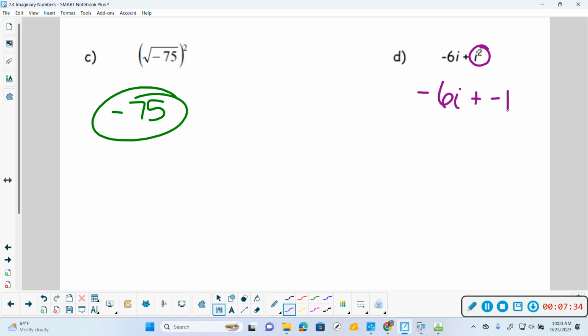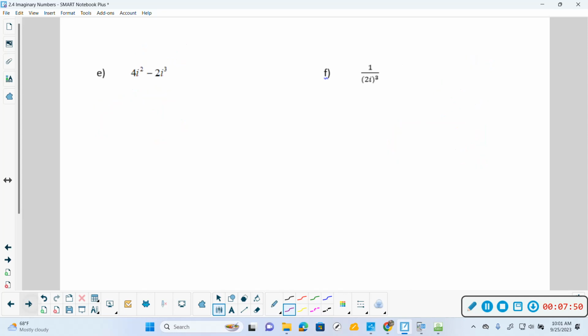Now, I would nitpick that. There's still one little glitch on there that we don't like. Wrong order. Wrong order. I need to flip it around so I have the real and then the imaginary. Any questions on that? Okay, I love the next one.